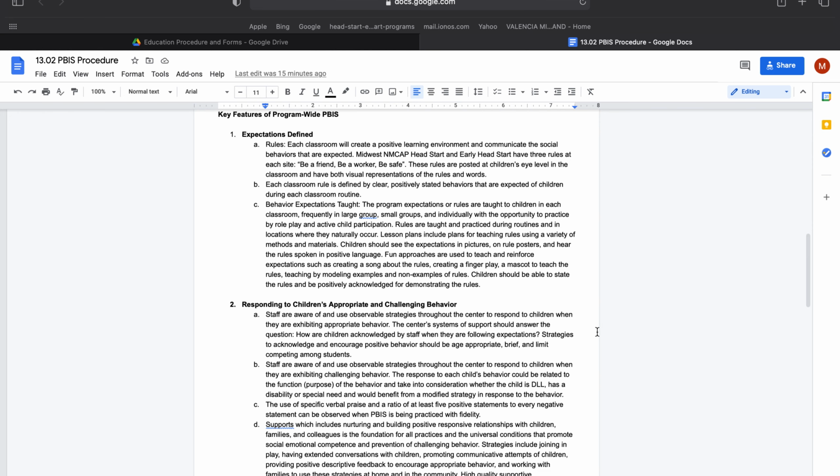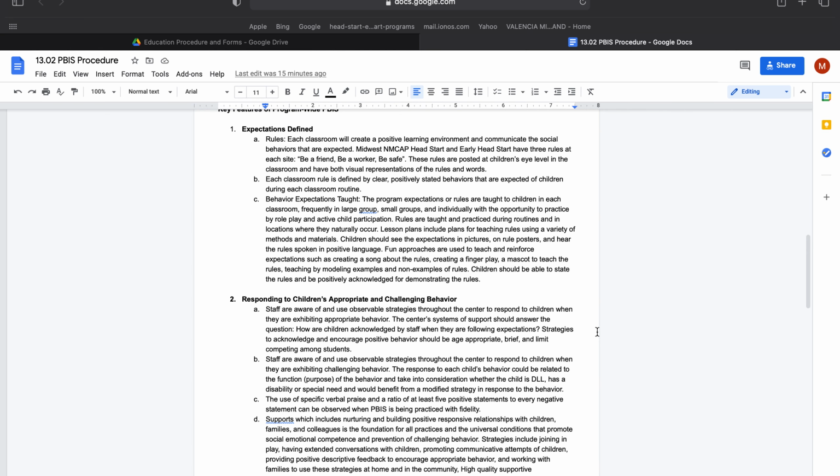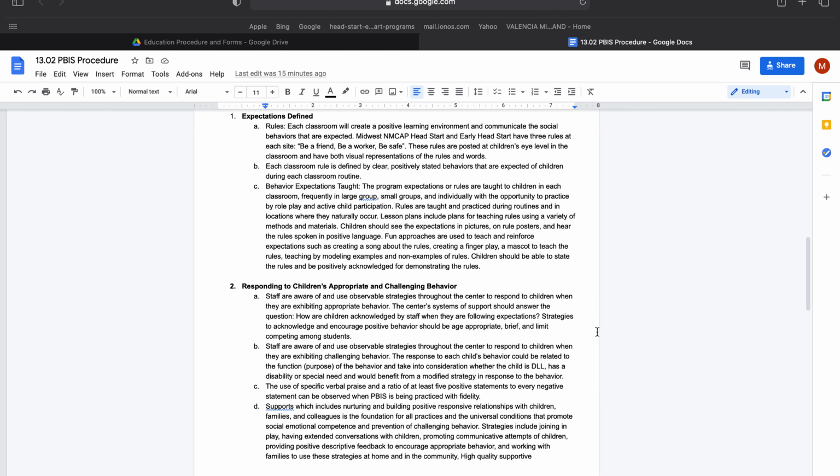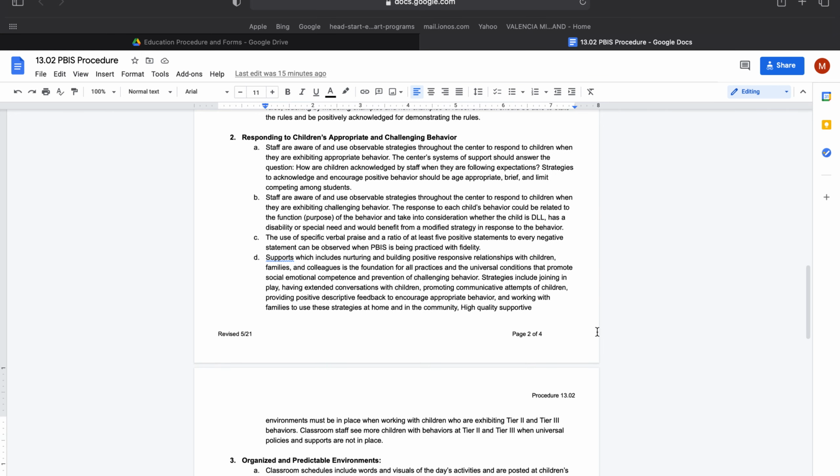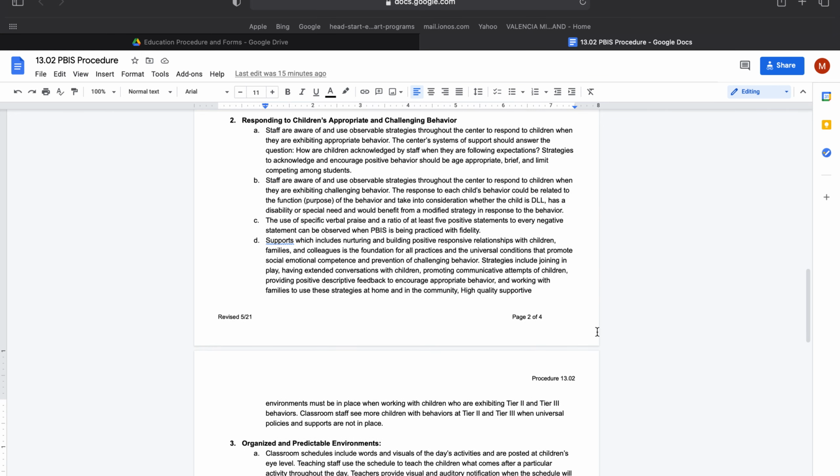The next part of Procedure 13.02 talks about all of the key features of our program-wide PBIS. The first one is that expectations are defined, and we talked about this as part of Tier 1. To reiterate, expectations being defined is our understanding that we teach the rules and the behaviors that we expect to see, and that we model those behaviors. So we're clearly teaching those, we're modeling them, and that we have a plan.